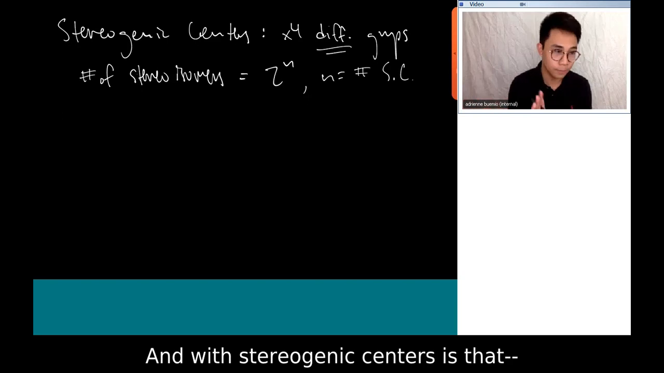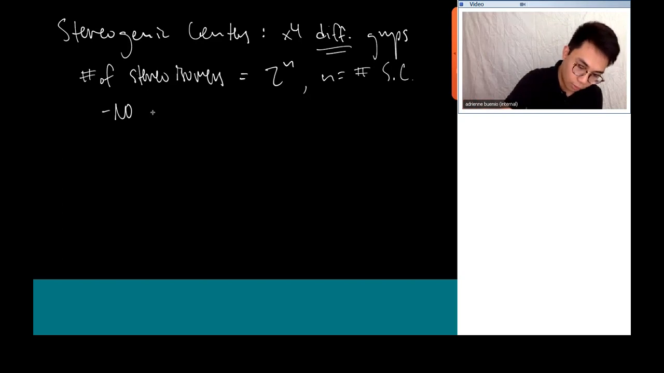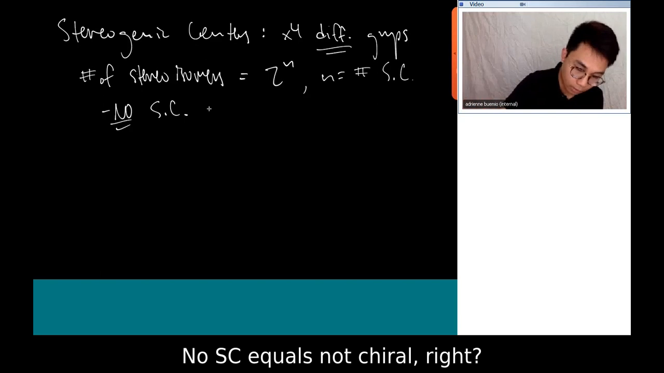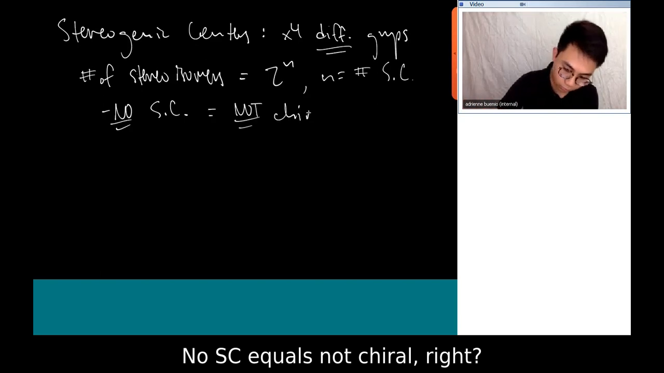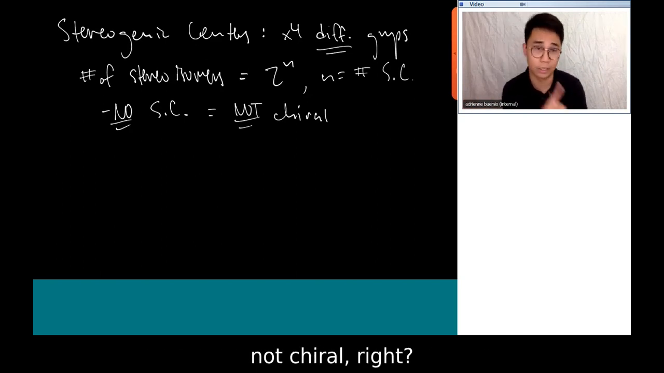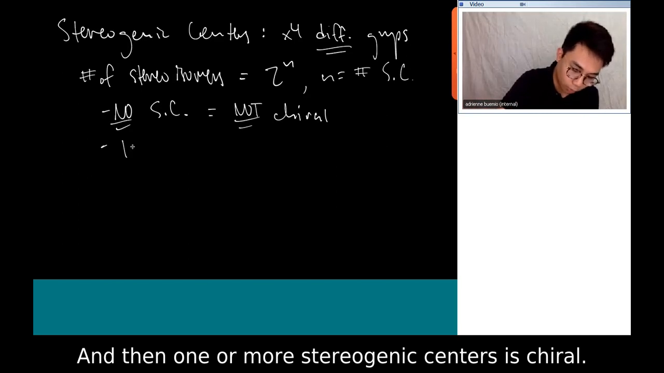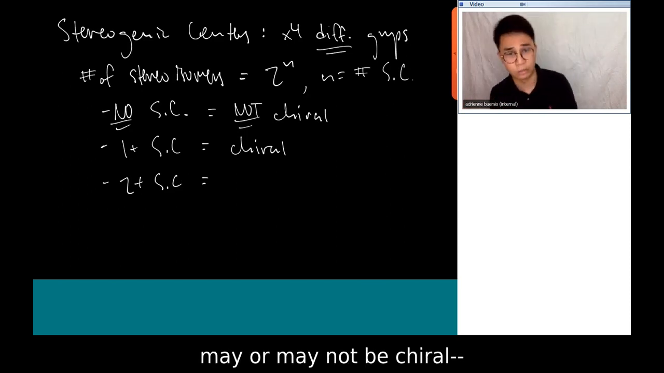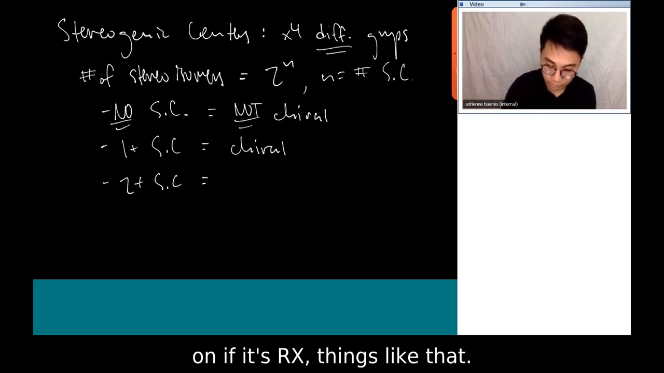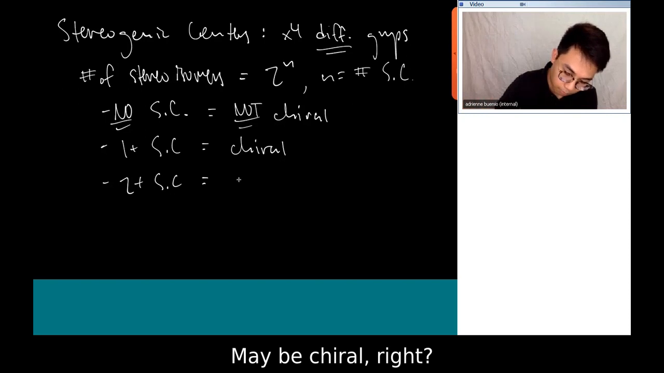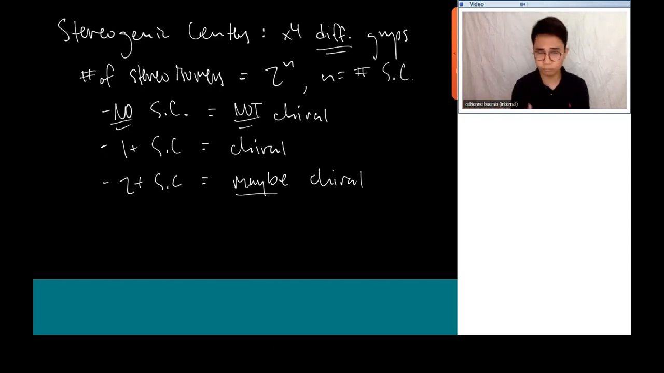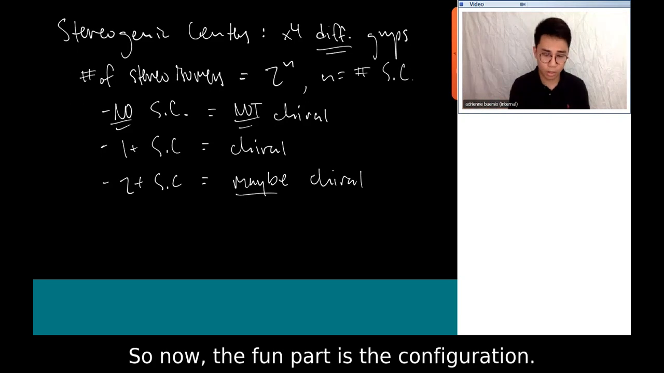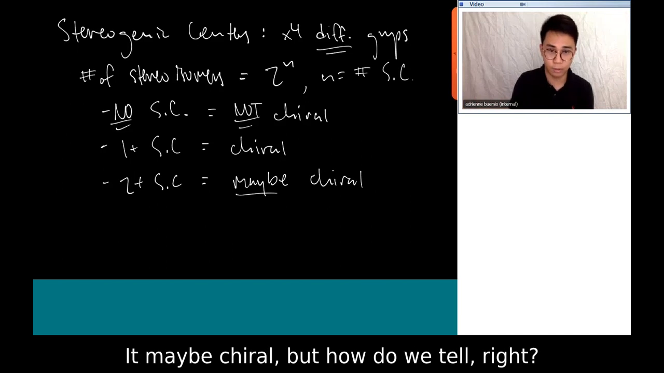And with stereogenic centers, I'm just going to put SC from now on. No SC equals not chiral, right? So we're not saying it's achiral, but it's definitely not chiral. And one or more stereogenic centers is chiral, and then two plus stereogenic centers may or may not be chiral, depending on, and we'll talk about it later, whether it's R or S, right? Things like that. So this is what you kind of have to look for. And we talked about four different groups. So now the fun part is the configuration. So this is what they're talking about. Maybe chiral. How do we tell, right?